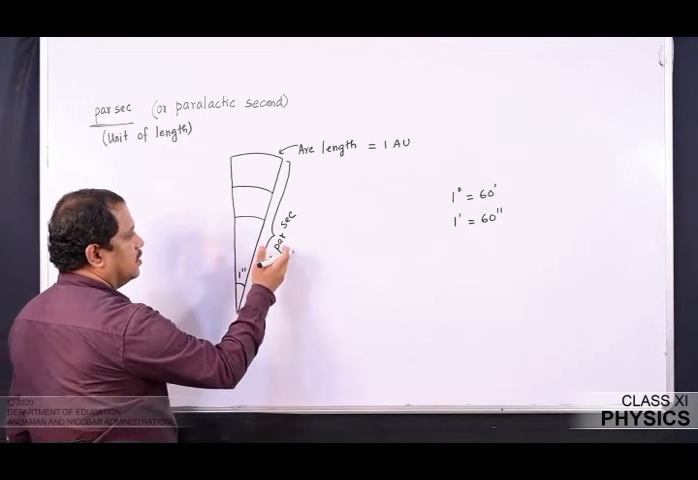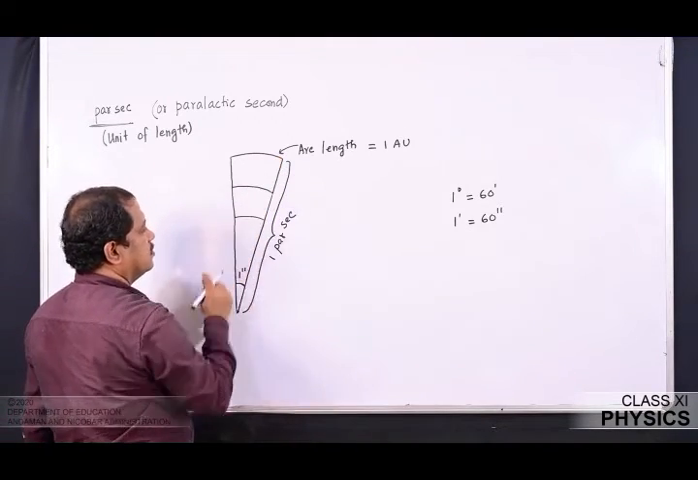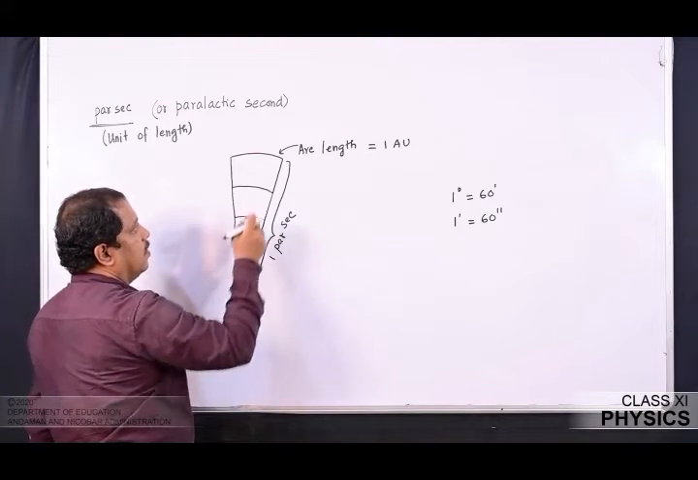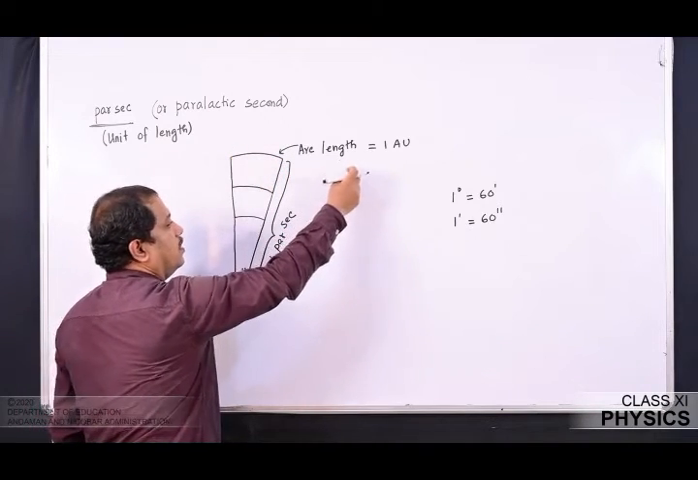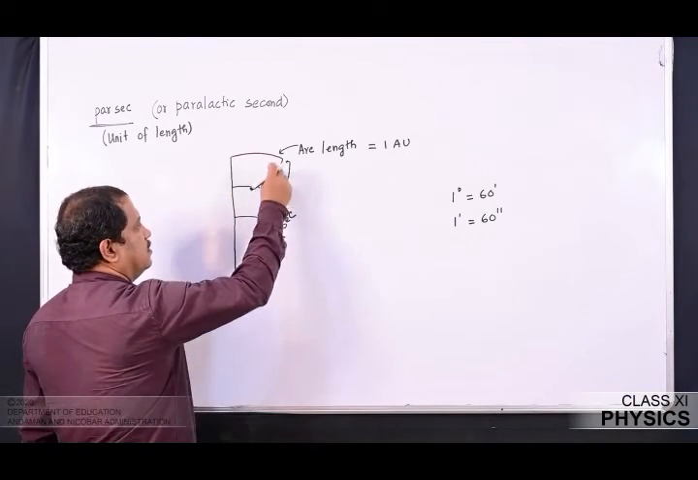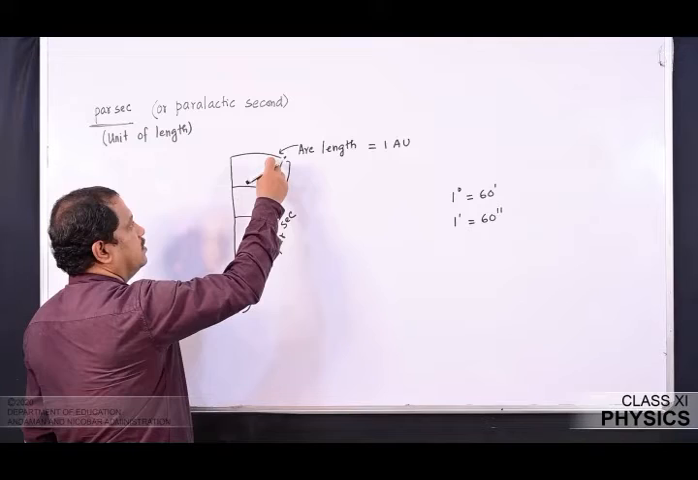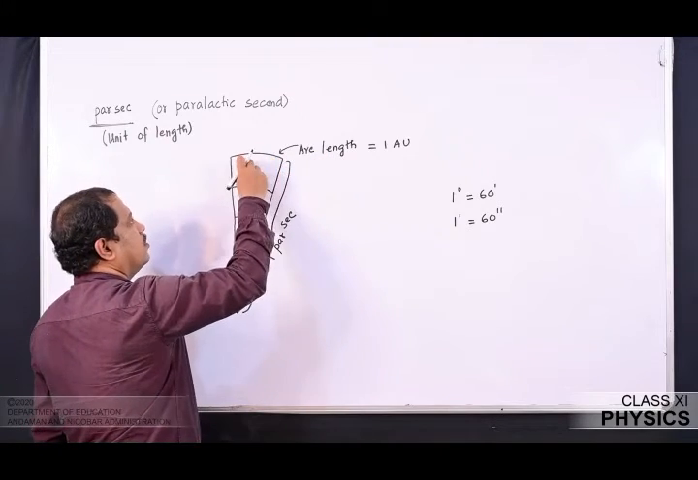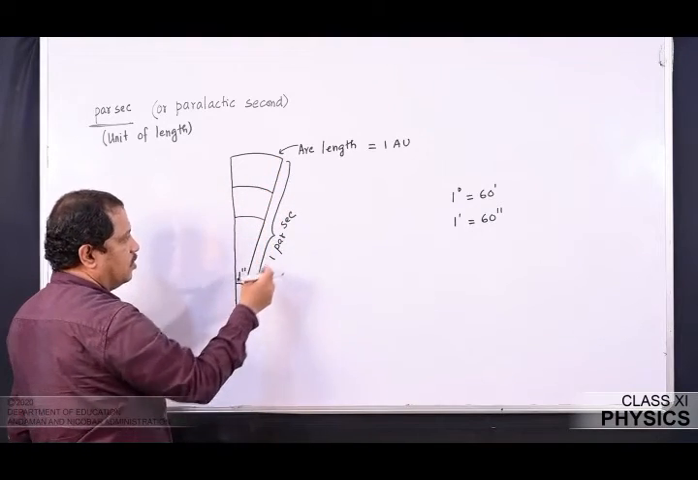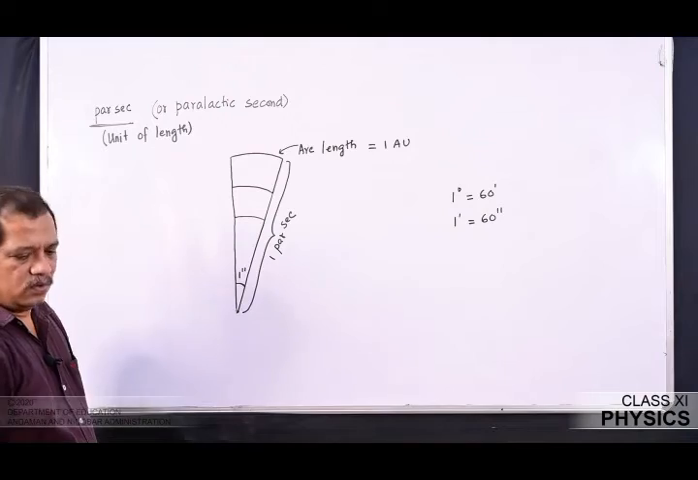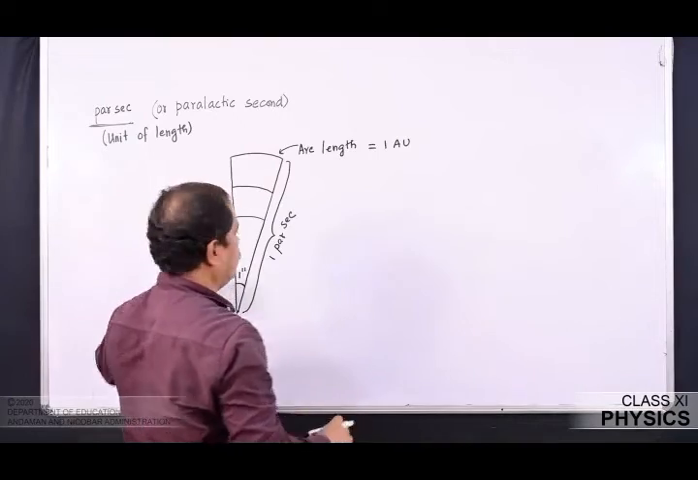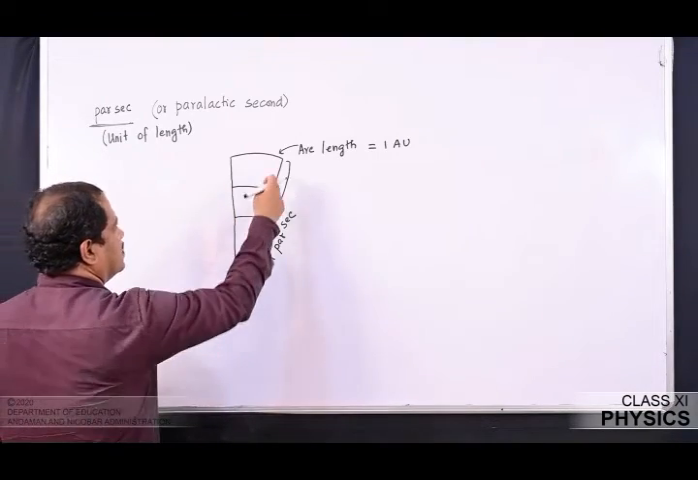So 1 parsec is that length of radius which subtends an angle of 1 second with the help of an arc length of 1 astronomical unit. Rather, I would say that the distance or the size of the radius with the help of which an arc length of 1 astronomical unit subtends an angle of 1 second, this length of radius is called 1 parsec. So the value of 1 parsec, this is a unit of length we said. So now 1 parsec is this length.